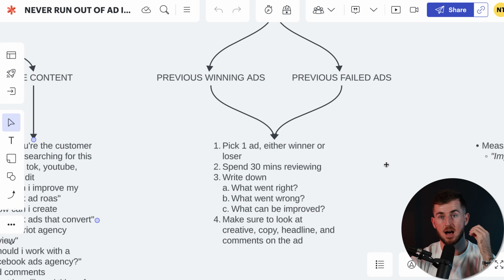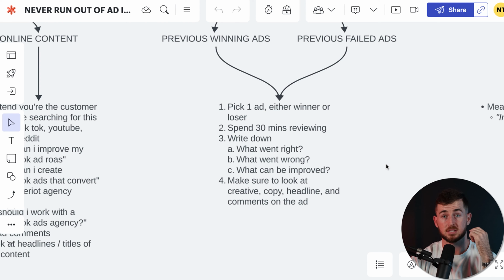I'm going to look at the copy. I'm going to look at the comments. I'm going to look at the creative. I'm going to look at all of it. And I just want to take a sheet of paper, pen and paper, and just jot down ideas. What went right? What went wrong? What can be improved? That's the key aspect here.